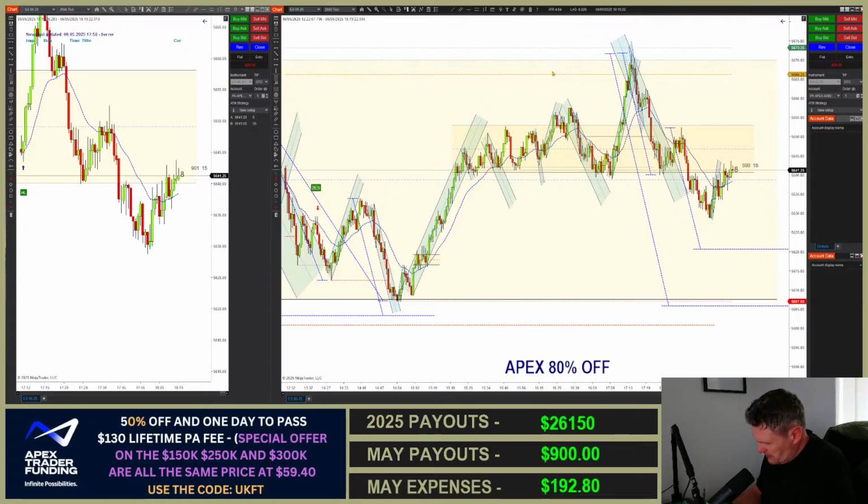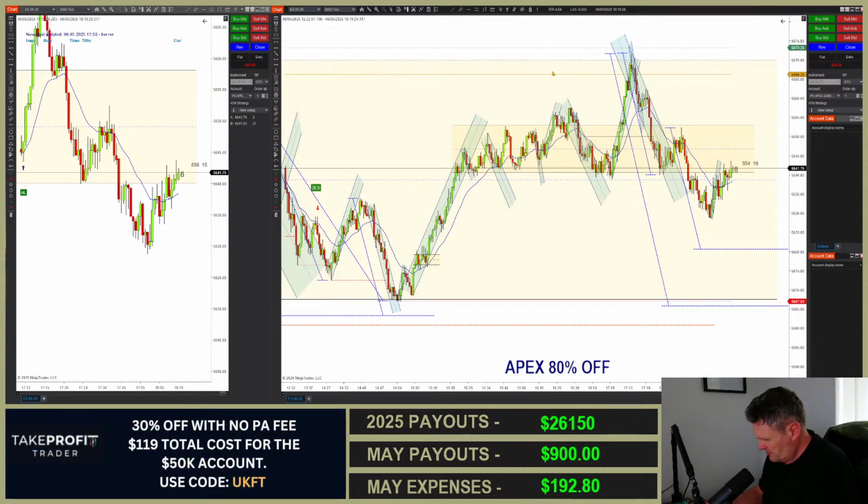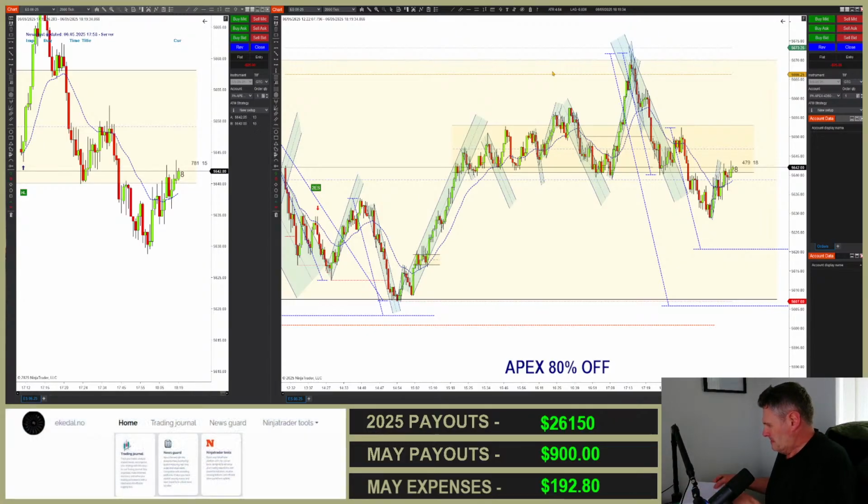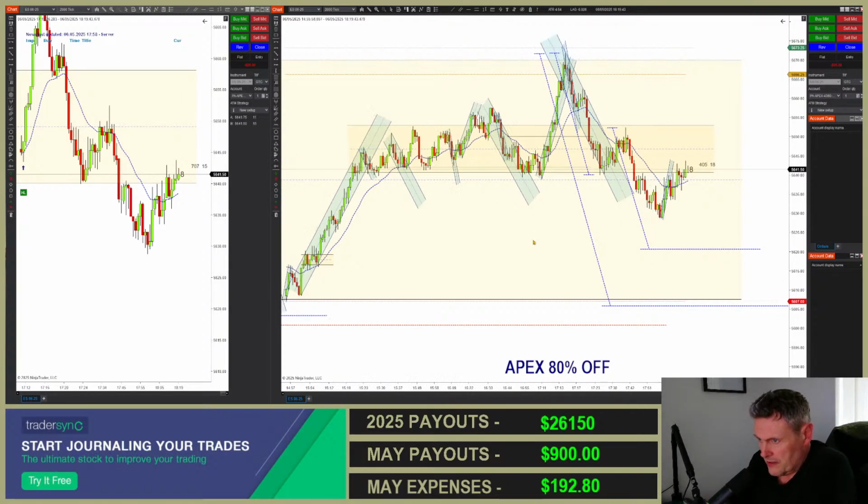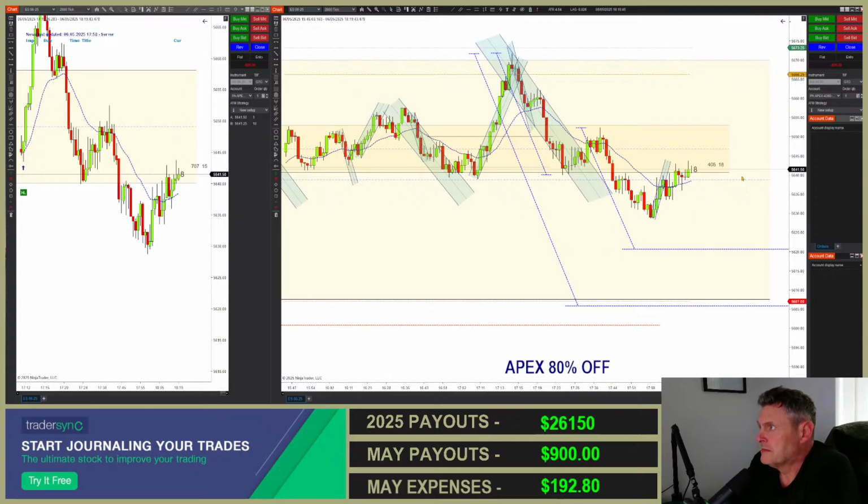So if we say $25 down, so 1, 2, 3, 4. I just need one profitable trade and I'm sorted, as long as it's over $50. I go for 3 points, so it should be.